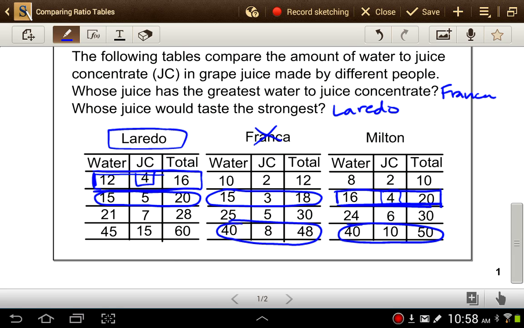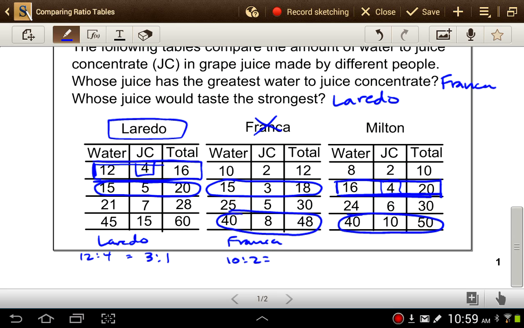So one thing I could do on this problem would be actually comparing my water to my juice. I could just take one category for Laredo, take 12 to 4, and say, oh, that reduces to 3 to 1. That's Laredo's ratio. And then Franca, I can take her water to juice ratio, and I'm just going to do the first one, 10 to 2, and say that reduces to 5 to 1.